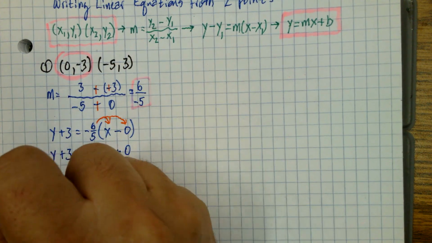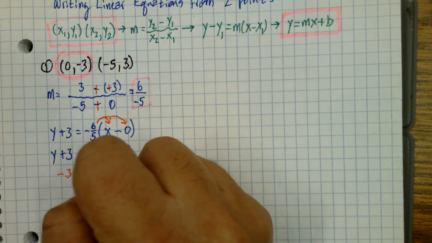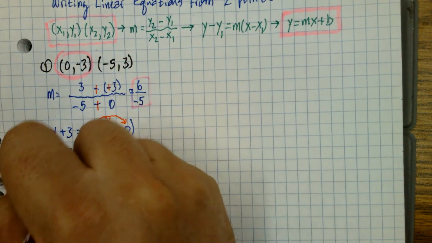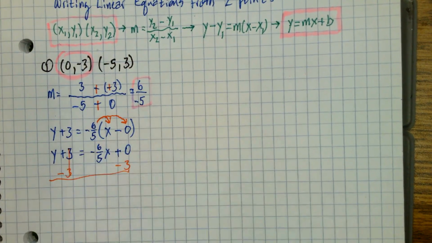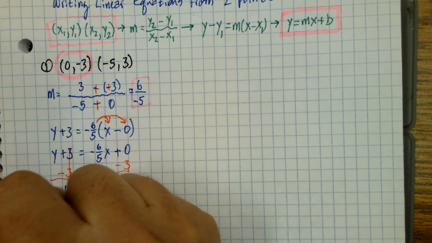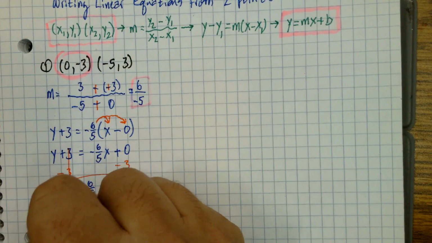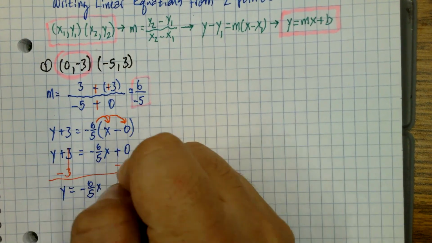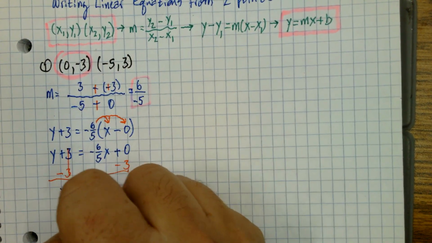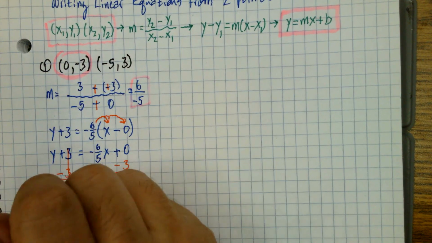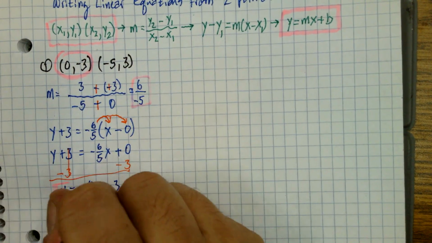So let's go ahead and get rid of the 3. And we get y equals negative 6 over 5 x. 0 minus 3 is negative 3. We get an answer that's not so hard to get.